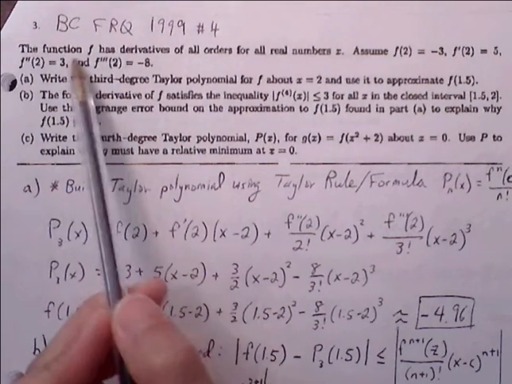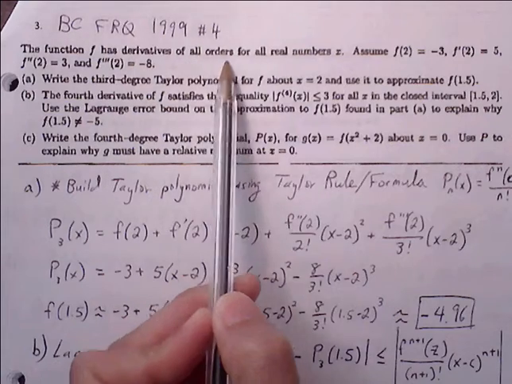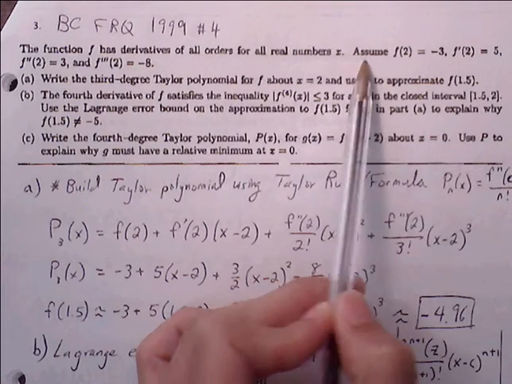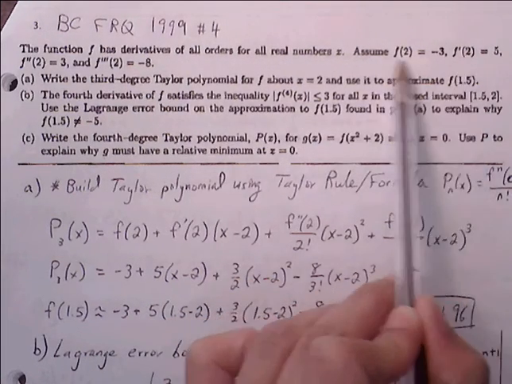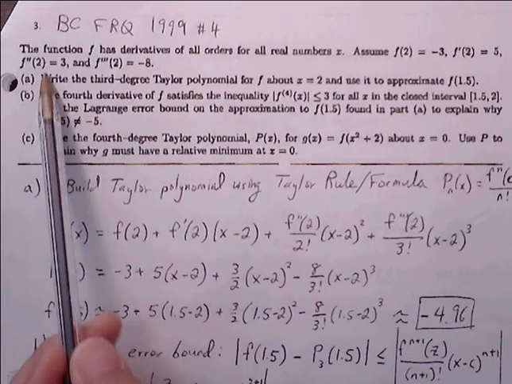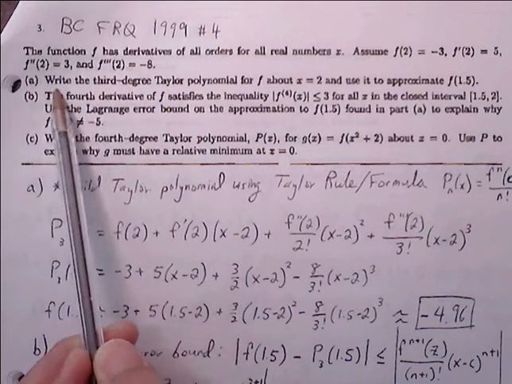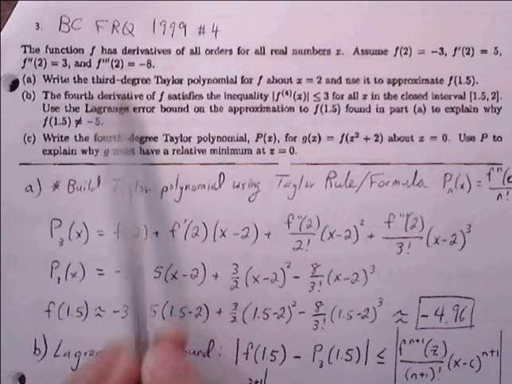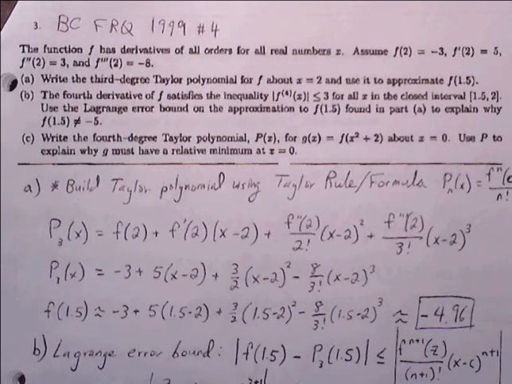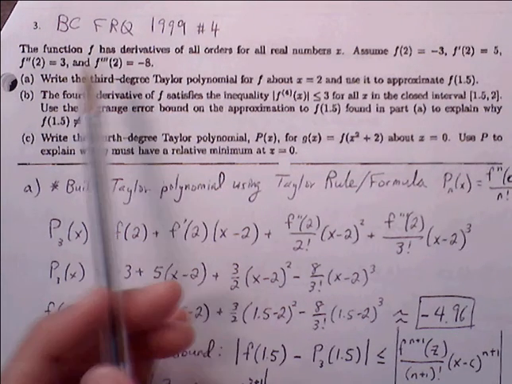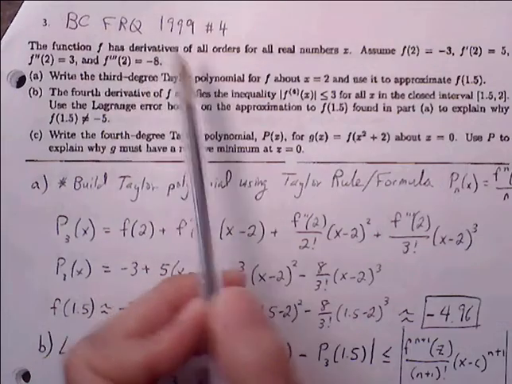So number 3 here, the function f has derivatives of all orders for all real numbers x, and we're given some value of a function and its derivatives all the way down to the third derivative at 2. Part A says write the third degree Taylor polynomial for f about x equals 2 and use it to approximate f of 1.5. So first things first, we're going to write the third degree Taylor polynomial.